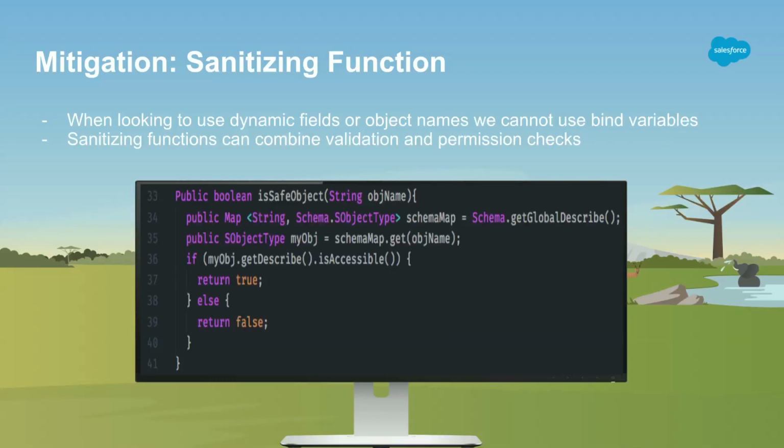to the user. So again, in this example right here, is safe object. If we imagine that someone passed in an object name and we want to allow that to be dynamic and do searching on that, we could run it through and say, hey, does this actually exist in the system? So we do get global describe, and then we check that that object actually exists. And then after that, we can check if it's actually accessible to the person that's requesting it, and only then they get that data back.